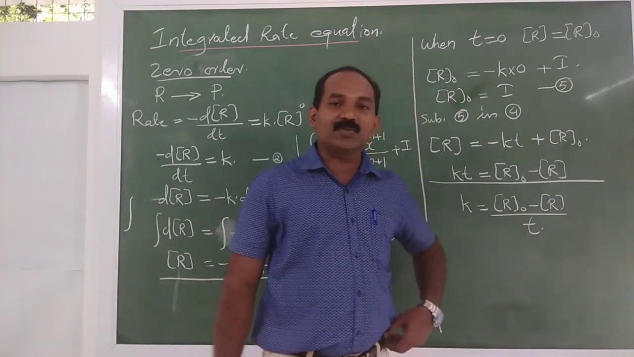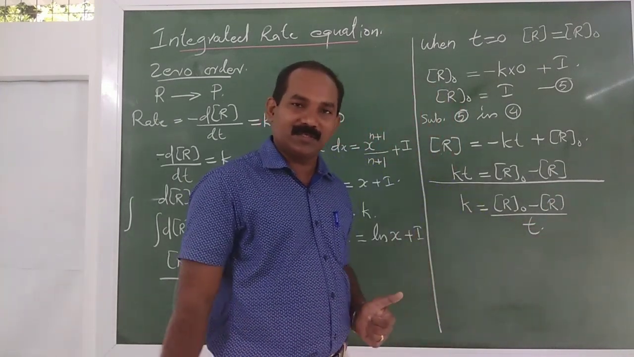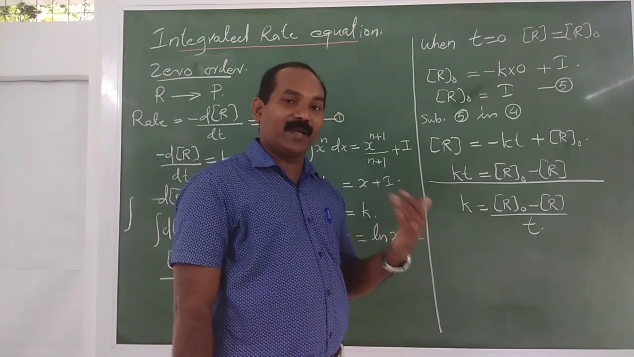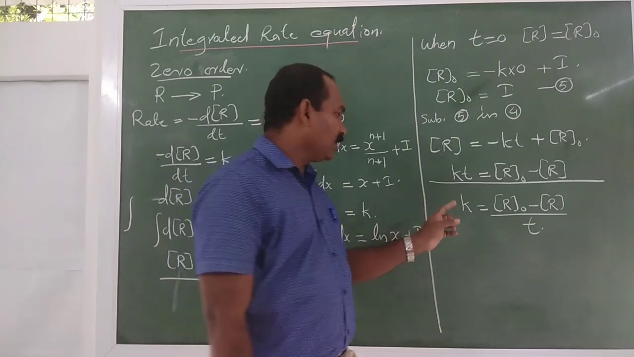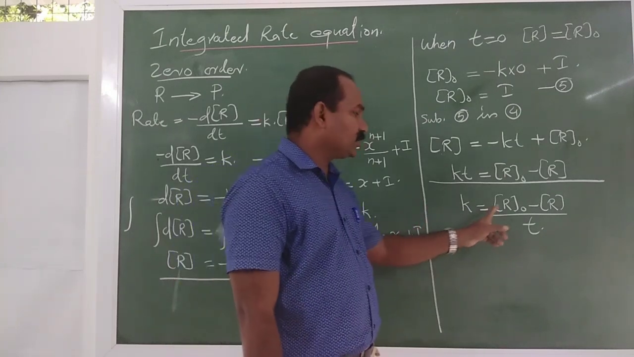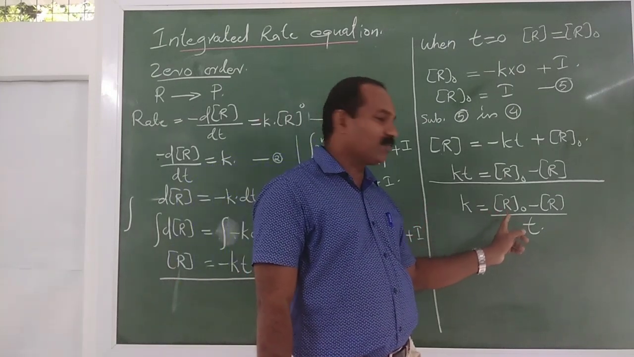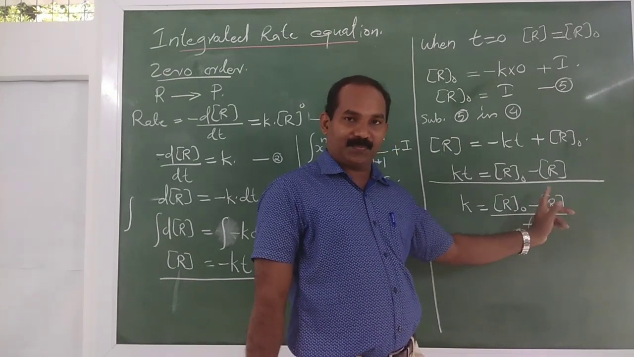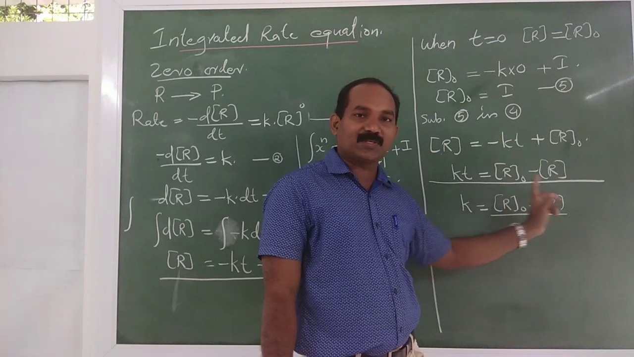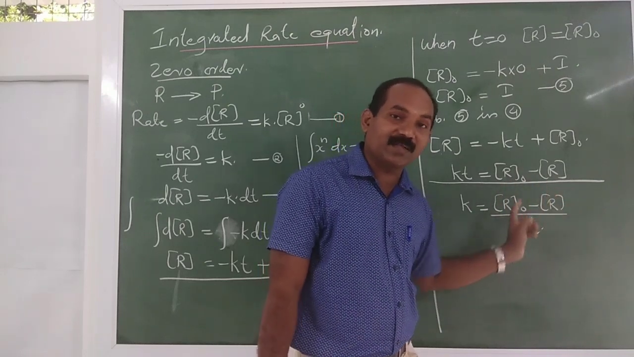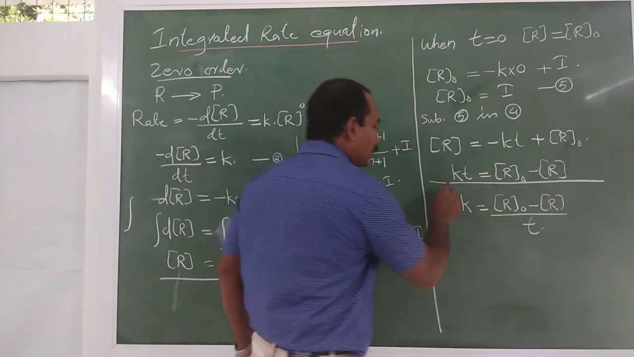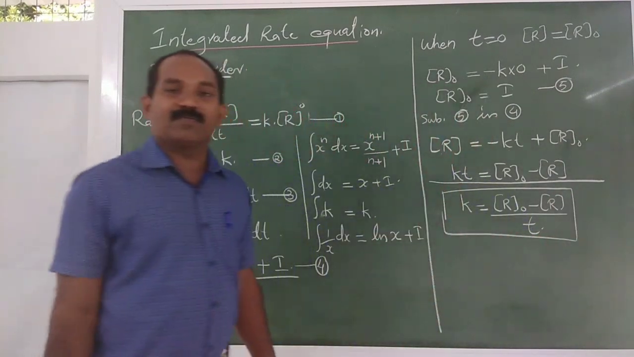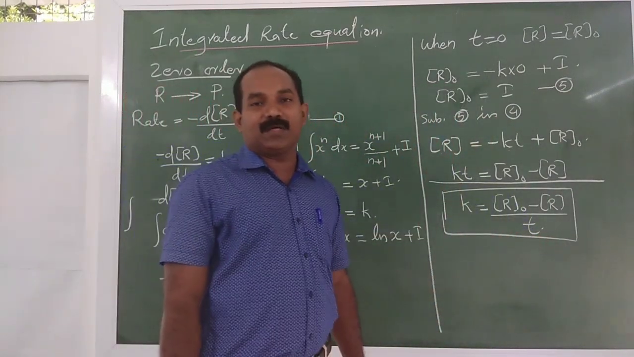This is very easy for calculating the rate constant. As earlier, it is change in concentration divided by T2 minus T1. Here also, rate constant k is equal to initial concentration minus concentration at time t, divided by t. This equation helps to calculate the rate constant for a zero order reaction.